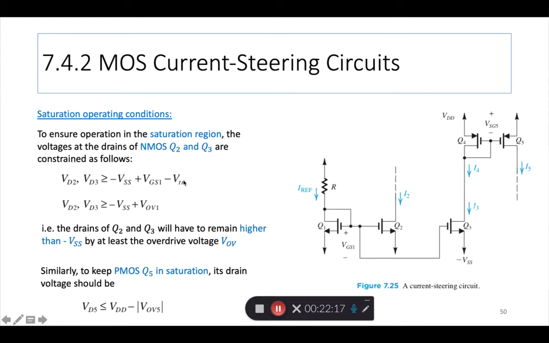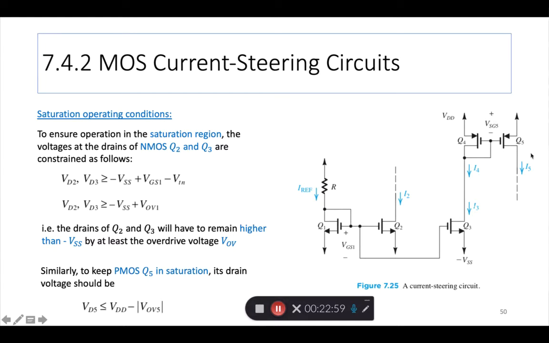minus VSS. And why do we say VGS1? Because the same VGS1 that came from Q1 also applies to Q2 and Q3, because they're all connected to the same point. So whatever voltage exists between gate and source of Q1, Q2, Q3, the drains of Q2 and Q3 will have to remain higher than minus VSS by at least the overdrive voltage. That's what this is saying in words.